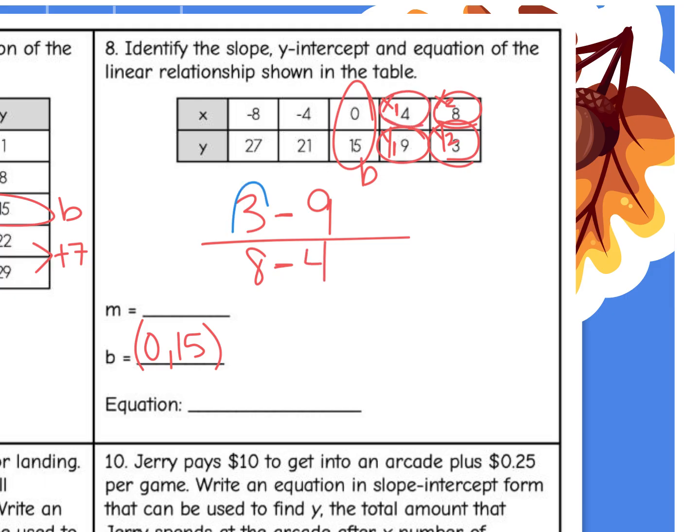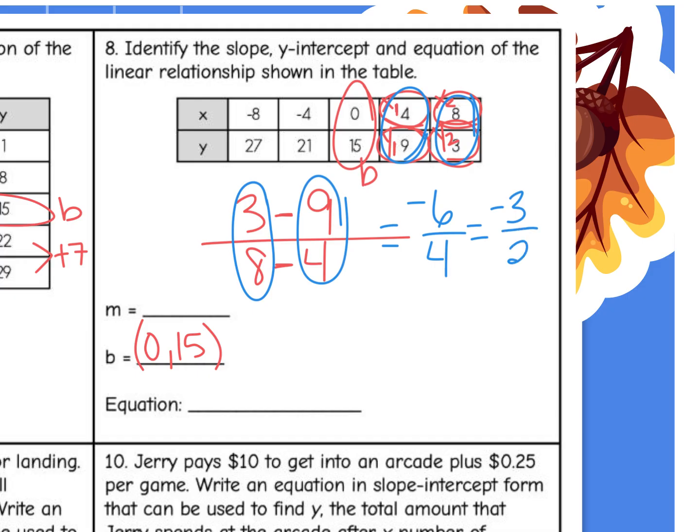Remember, we want to make sure, right? 8 and 3 are together, 9 and 4 are together. That way you know you've set it up correctly. Some of you are flip-flopping numbers. When I put this in the calculator, I get -6 over positive 4, which is going to be -3 over 2. Make sure it is simplified, and the calculator will do that for you. Y equals -3 over 2x. Don't forget the x. Positive 15 is my b.